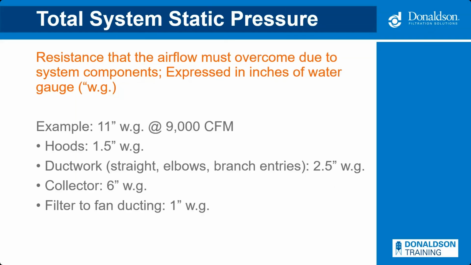This is an example from a system we designed, which had a required airflow of 9,000 CFM. We looked at the static resistance on the hoods, which totaled 1.5 inches. The ductwork, including straight runs of duct, the elbows, and branch entries, totaled another 2.5 inches of resistance. We always design for 6 inches of resistance with dirty filters. And then the fan ducting created another inch of static. So the total system static pressure was 11 inches of water gauge.